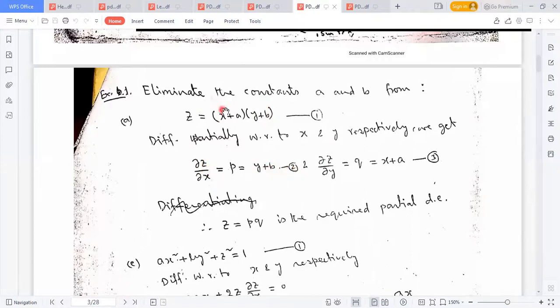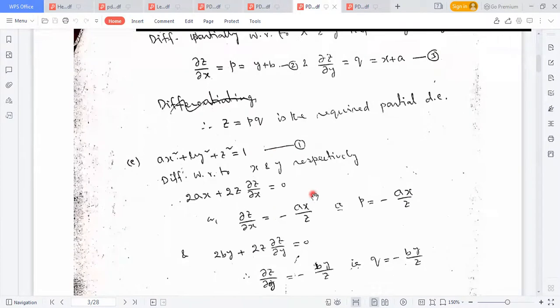This is equation number 2. And partial differentiation of z with respect to y: del z del y equals q, small q, this is the notation, equals x plus a. This is equation number 3. Now here we can put pq equals z, and this is the partial differential equation, very simple. Okay, just putting the value of p and q.